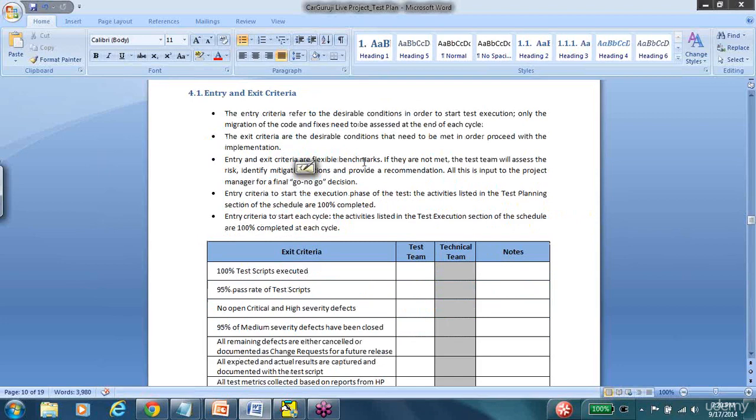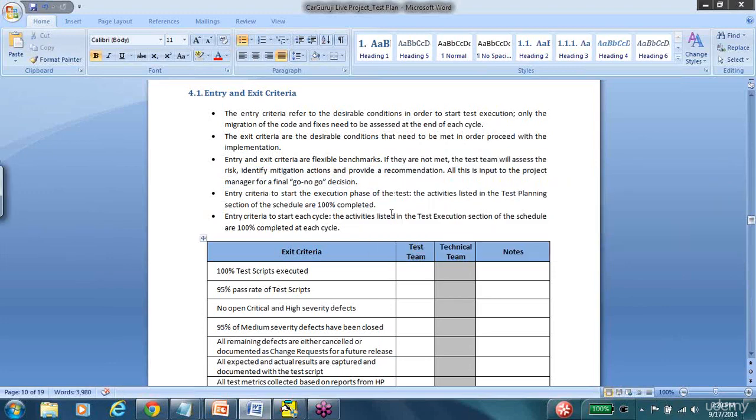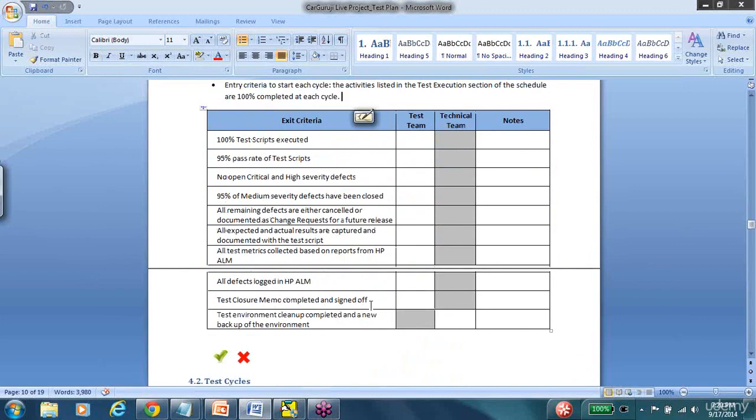So entry criteria are flexible benchmarks. If they are not met, the test team will assess the risk, identify mitigation actions, and provide a recommendation. So you see, even though we have set entry and exit criteria, there is no telling that they will always be 100% satisfied. If they are not, everybody sits down and analyzes the risk and all of that. Now, entry criteria we also discussed briefly as acceptance criteria while we were talking about functional testing. But let's talk about exit criteria.